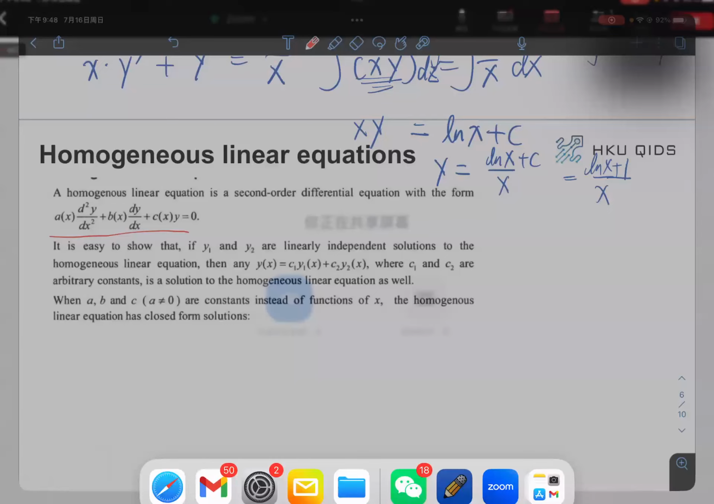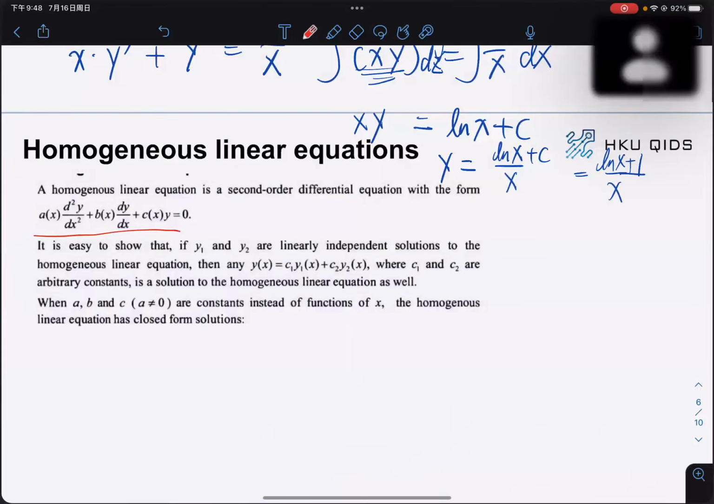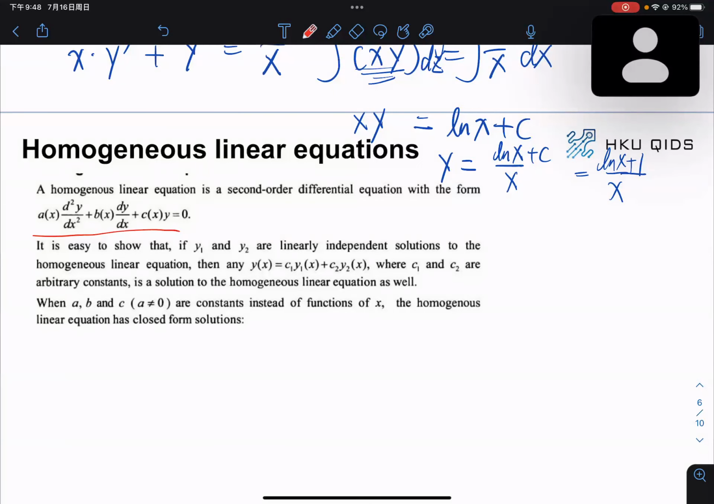It's easy to show that if we can find two solutions to this homogeneous linear equation, then any linear combination, okay? So this basically means any linear combination will be a solution to the homogeneous linear equation as well. So this is going to have a closed form solution.